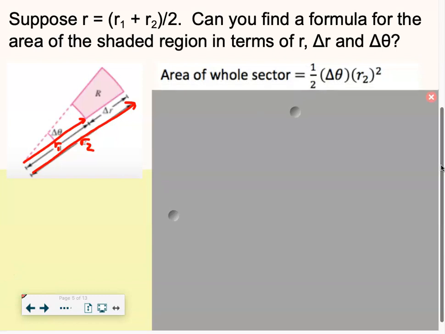This is just how we derive the formula. All right, so area of the whole sector. Area of the whole sector is 1/2 r squared delta theta, right? Okay, so everyone gets that.